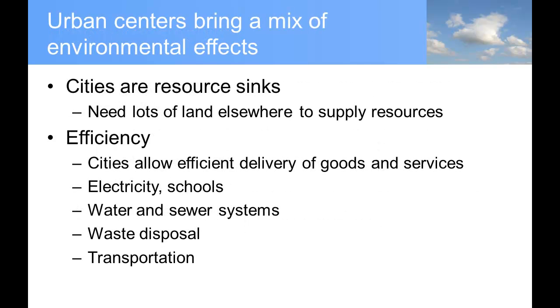One thing, they are resource sinks. They take in a lot of resources from elsewhere, from the countryside, but they also have some benefits in terms of efficiency. They allow for more efficient delivery of goods and services, and more efficient use of electricity in schools. Water and sewer systems are more efficient because they don't have to travel as far through the pipelines. Waste disposal and collection is often more efficient, as well as transportation, because people don't have to drive and travel as many long distances to get around.